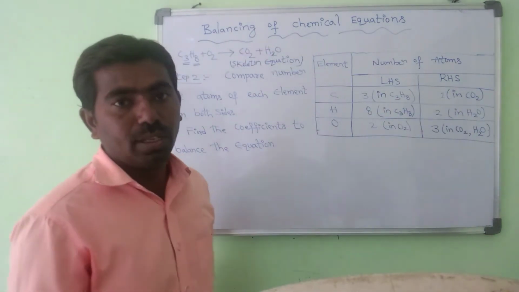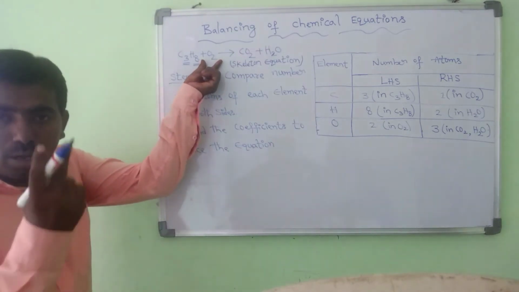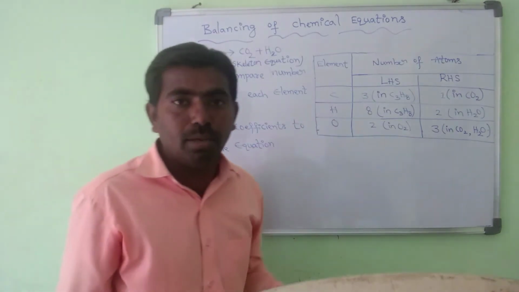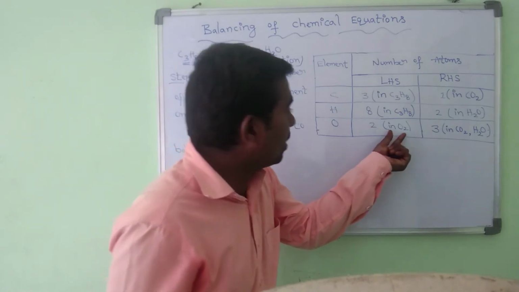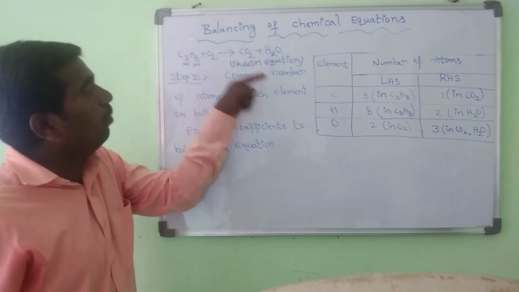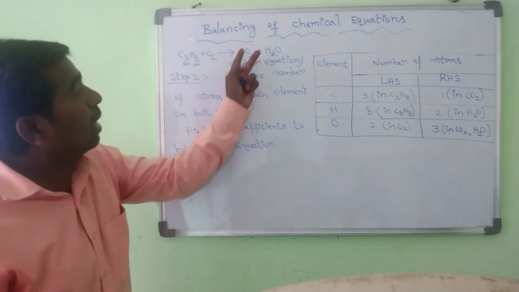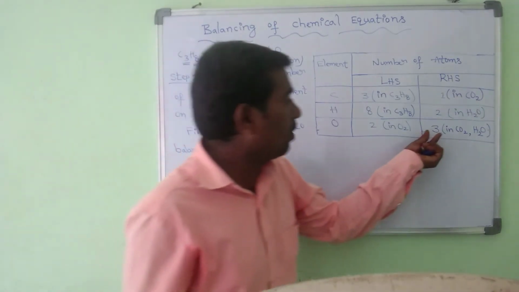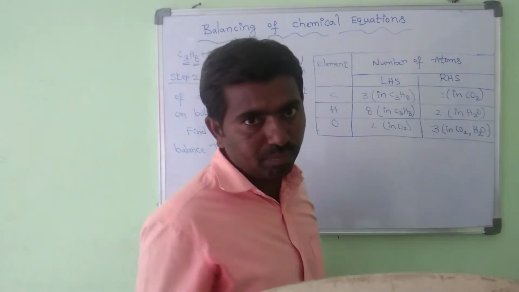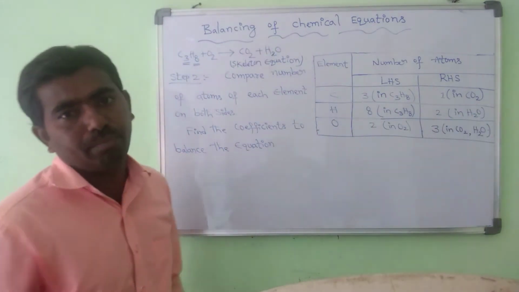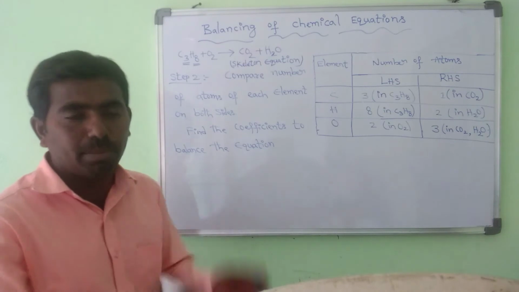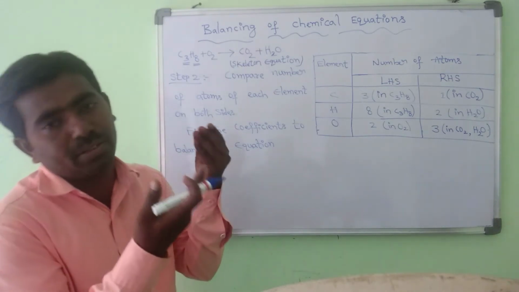Finally, oxygen atoms. On the left side, 2 are present, in the form of O2. So I am writing that information in this table: oxygen atoms, 2, present in O2. On the right side, 2 oxygen atoms in CO2 and 1 oxygen atom in H2O. The total number of oxygen atoms is 3, written in this table as 3 in CO2 and H2O. In this way, I am comparing all the atoms of elements present on both sides, that means the reactants side and the products side.